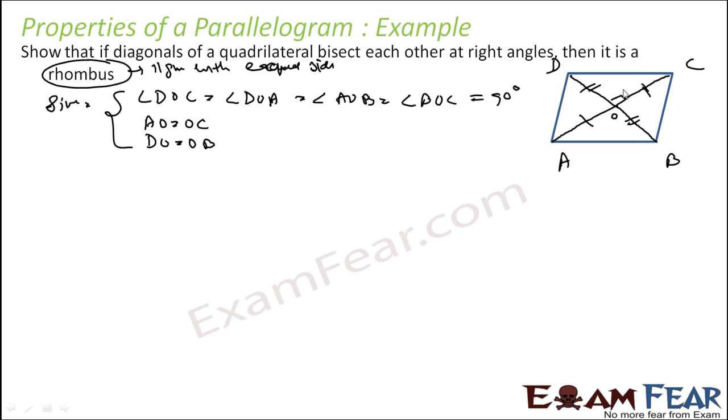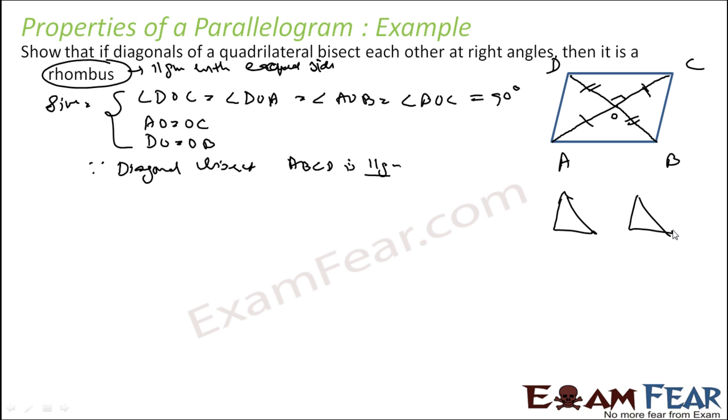Correct? So I can say that since diagonals bisect, ABCD is a parallelogram. The only thing I have to prove is AB is equal to AD. So to do this, what I can do is I can take these two triangles. Okay, angle O is common, and this is AOB, and here I have to prove AB is equal to AD, right?